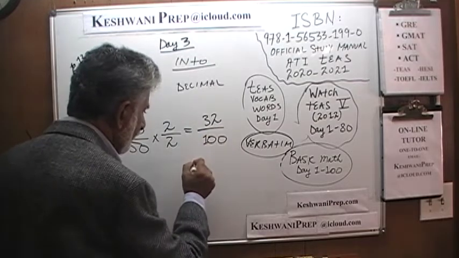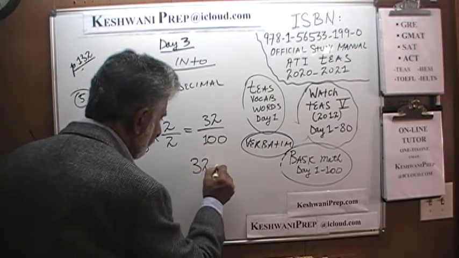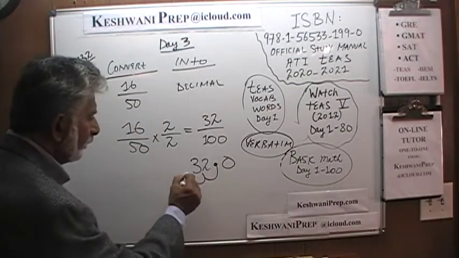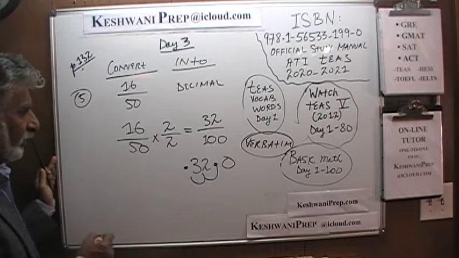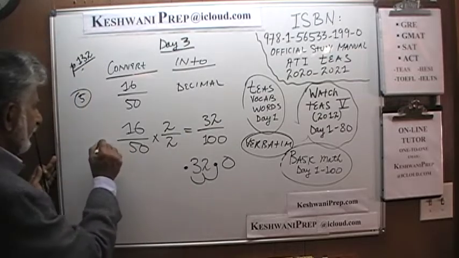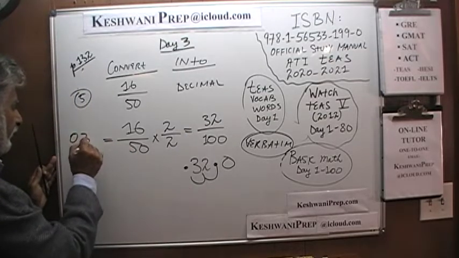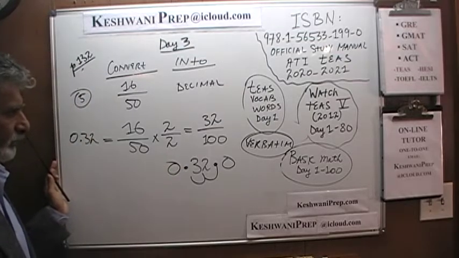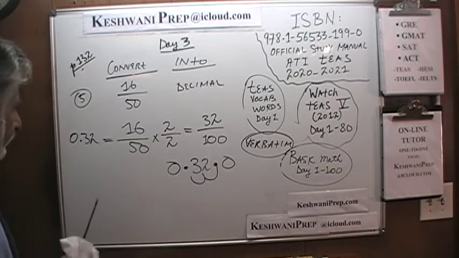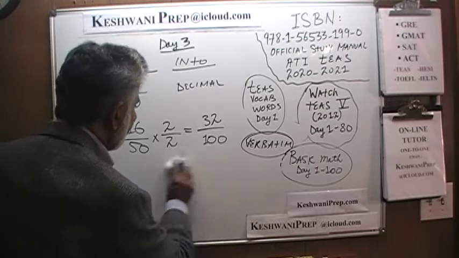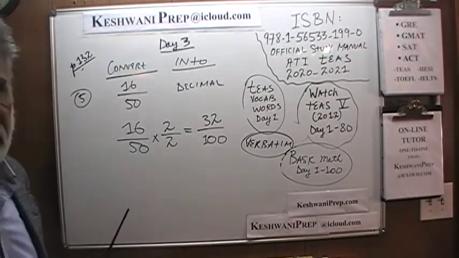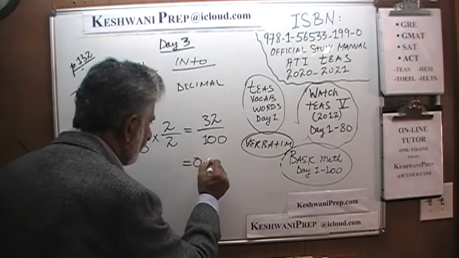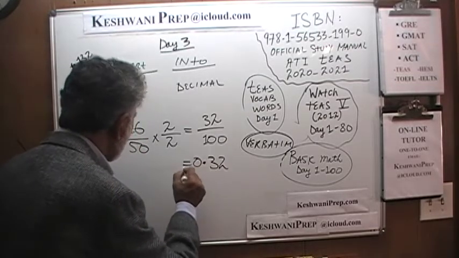And 32 over 100, we take our 32, which has a decimal here, and move it 2 spots, 1 and 2, it ends up here. In other words, 32 over 100 is simply 0.32. You put a leading 0 here. So that's it. The question was, what is 16 divided by 50 expressed in decimal? The answer is 0.32. Voila.